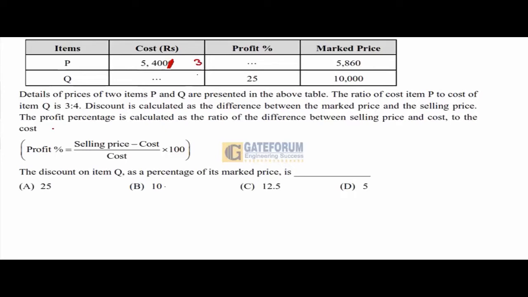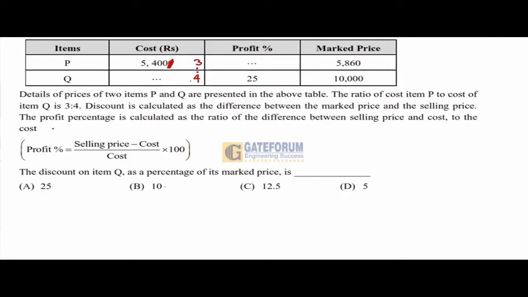So we can say that the ratio is 3:4 for these two, the cost price of these two. Discount is calculated as usual, the difference between market price and selling price, and profit percentage is calculated as the ratio of the difference between selling price and cost, which is absolutely normal. This is how it is done. So they have asked you to find the discount on item Q as a percentage of its market price.